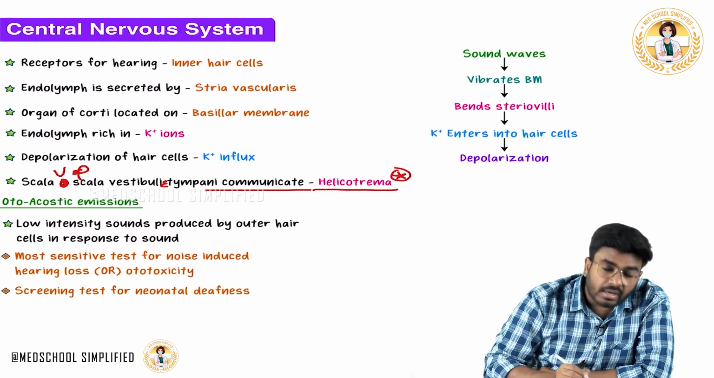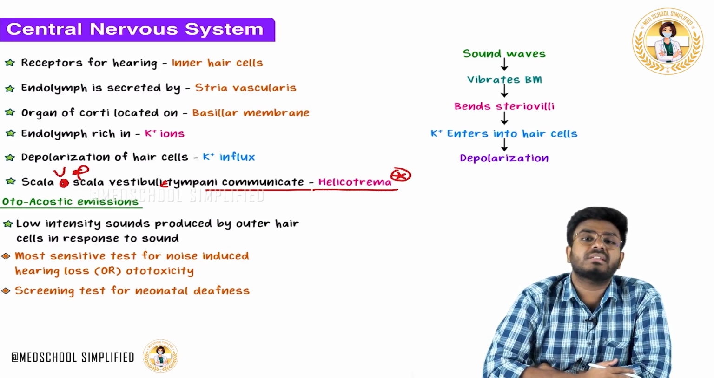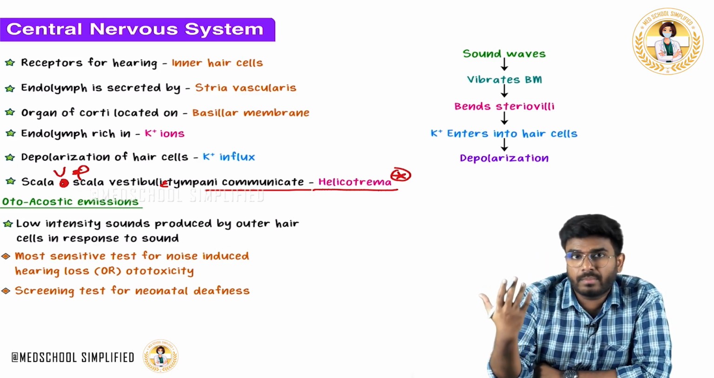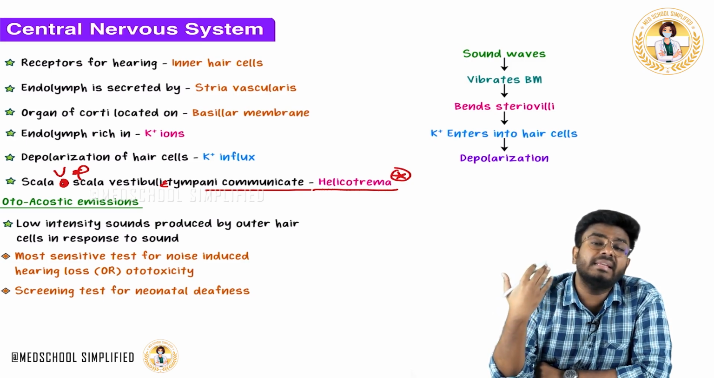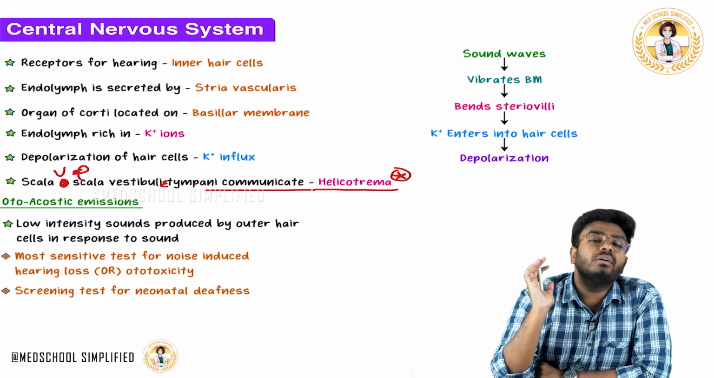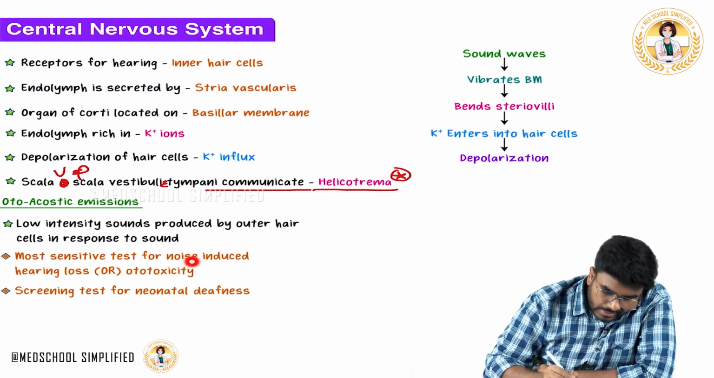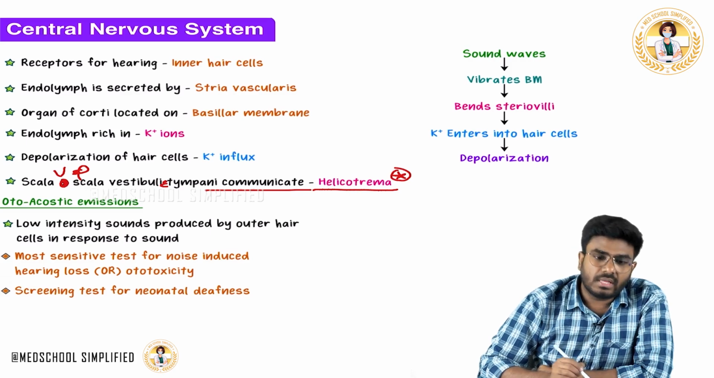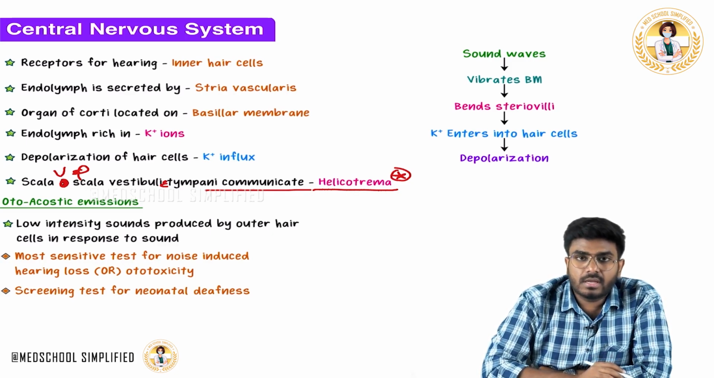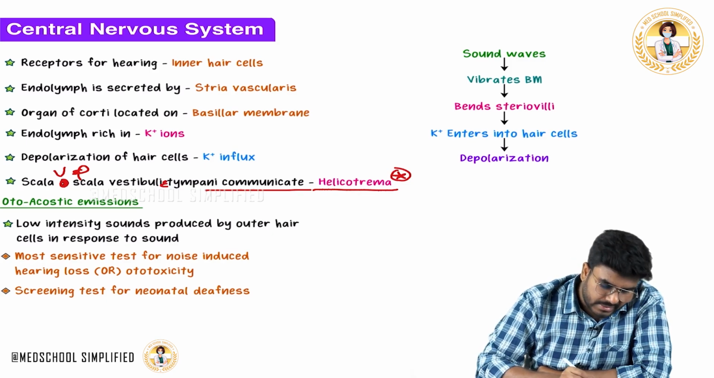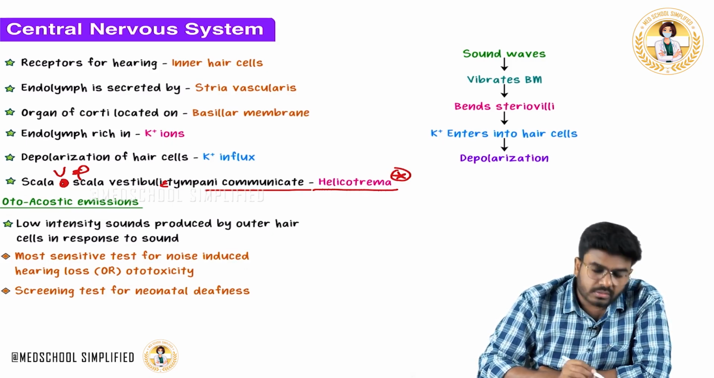But an important point is, whenever you take some ototoxic drugs, or whenever you hear such loud sounds, imagine there is an earthquake or a bomb blast where there is a huge sound, high decibel sounds, what happens? You will have hearing loss. The first cells that will be affected are the outer hair cells. So in ototoxicity and noise induced hearing loss, in both these conditions, the most sensitive test is otoacoustic emissions. Why? Because in noise induced hearing loss or ototoxicity, the first cells that will die are the outer hair cells. So the most sensitive test for noise induced hearing loss and ototoxicity is checking the otoacoustic emissions.